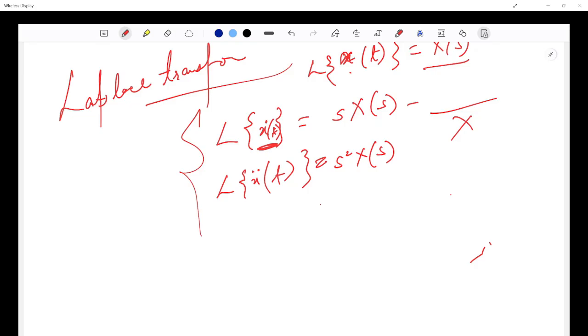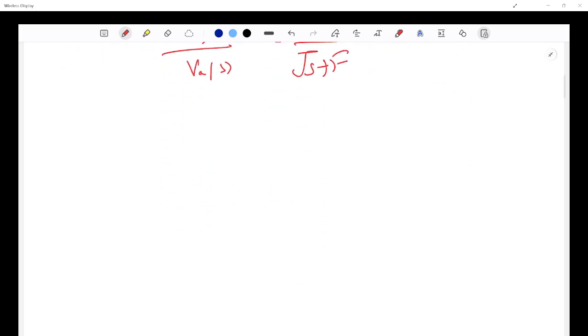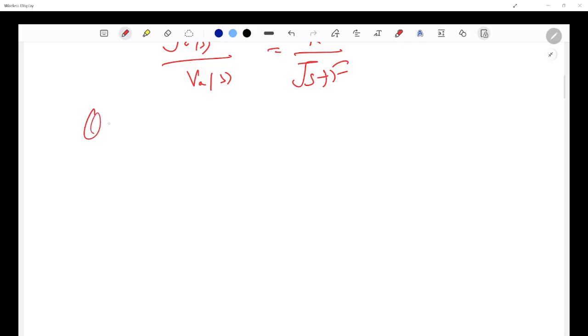In our case, Omega(s) upon Va(s) would be K upon Js plus F, and this completely comes from the Laplace transform. I'm not going into detail, but I want to cover something which should be very useful to you guys. So there is something called open loop control.